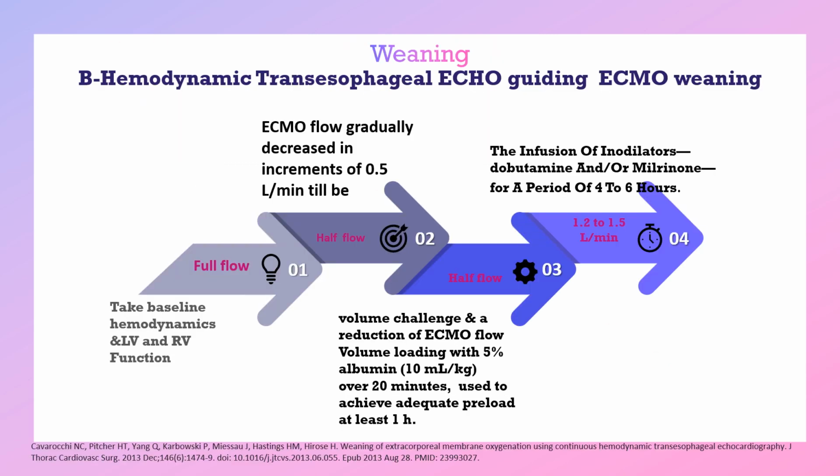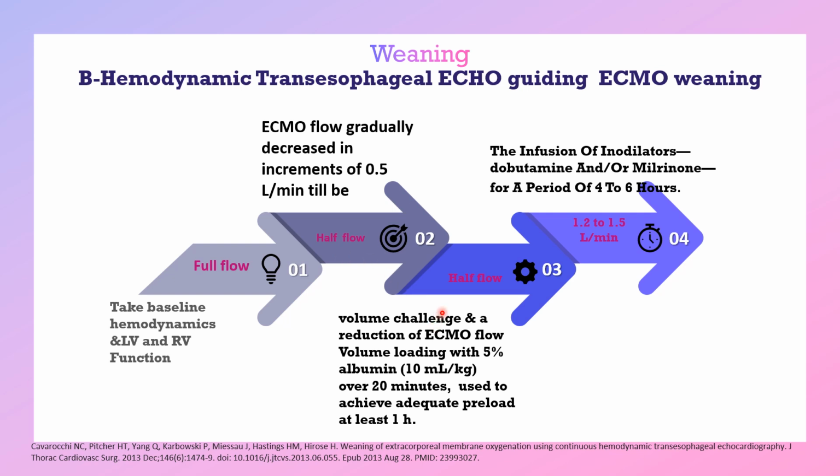The second method of weaning is hemodynamic transesophageal echo guiding the ECMO weaning. First, we will take baseline hemodynamics and LV and RV function baselines while we are on full flow. Then ECMO is gradually decreased in increments of 0.5 liter per minute till we reach half flow. And this measurement should be taken over at least half an hour. If any distension occurs, we will return the patient to full flow and abort the trial.